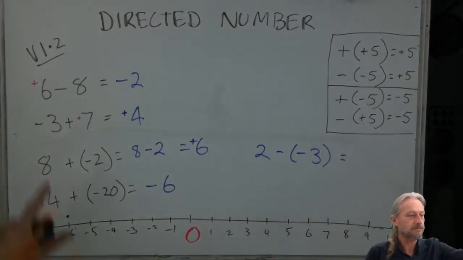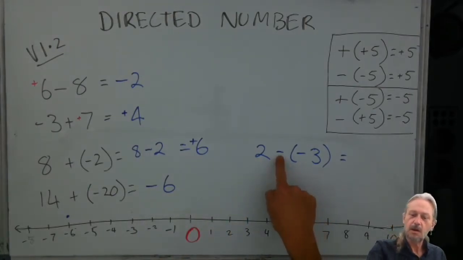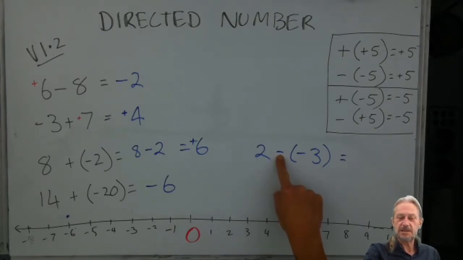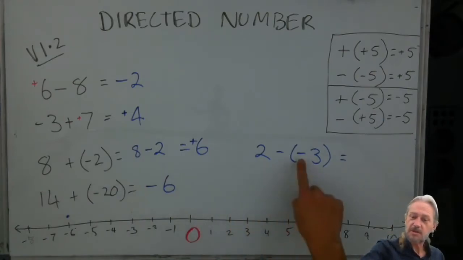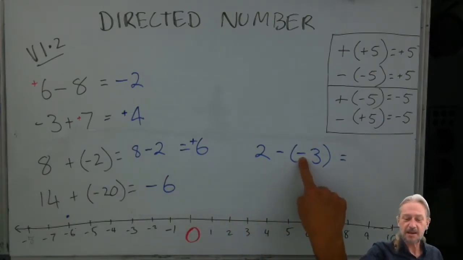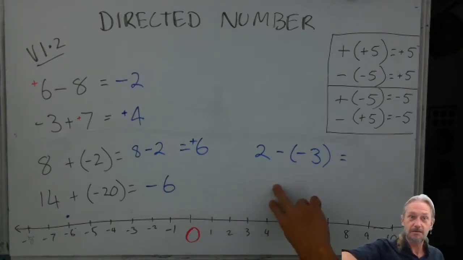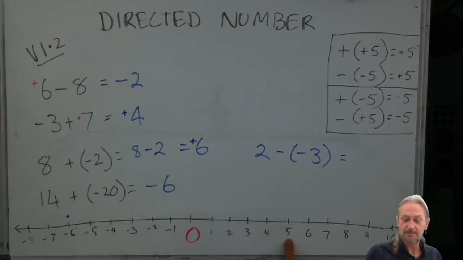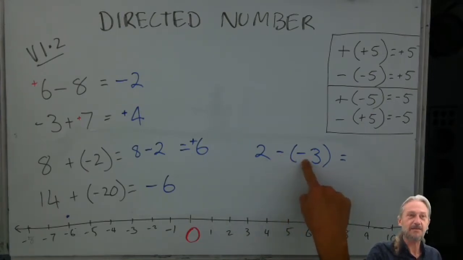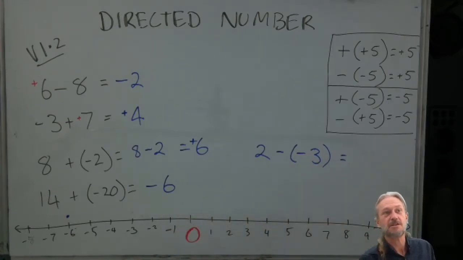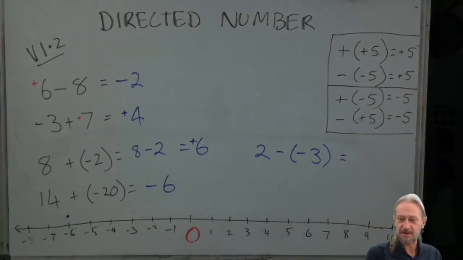So like I said before, this is the number where we start, so we'd come to 2. Because the operation is negative, we would then face this direction. But because the number that we're taking away is negative, we take 3 steps backwards. 1, 2, 3, and we end up at 5. So when we take away a negative, we move in a positive direction. And that's why we end up with positive 5.